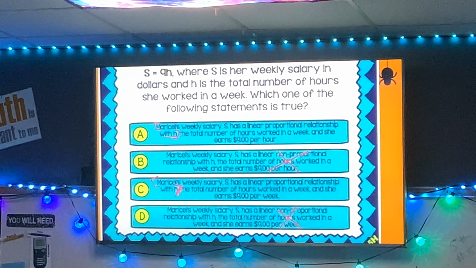The total number of hours worked in a week, and she earns $9 per hour. Or is it the total number of hours worked in a week, and she earns $9 per week? Because 9H, wouldn't that be 9 per hour? I've had many kids go, oh, it's C. And I'm like, okay, so I'm going to hire you to do something because I'm only going to have to pay you $9 a week. That's really cheap. They're like, oh no. I said, well, that's what you just said, right? So you have to make sure it makes sense.